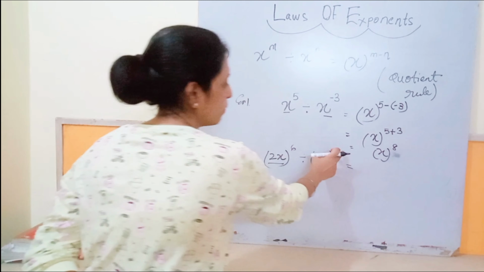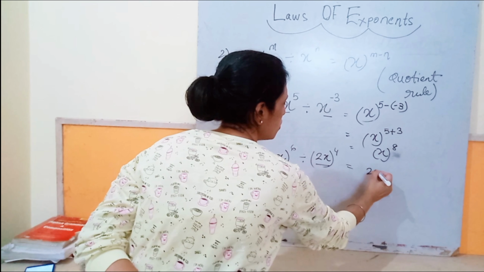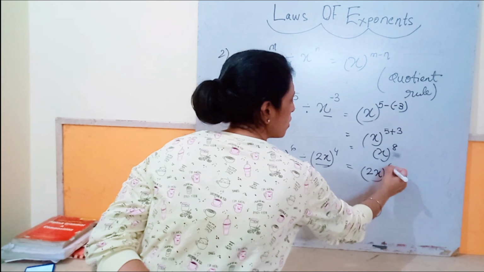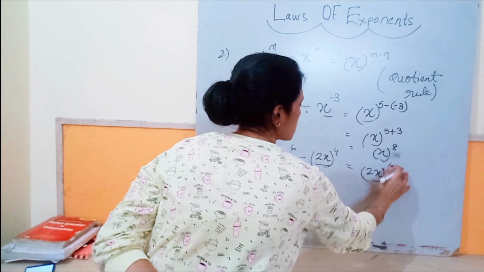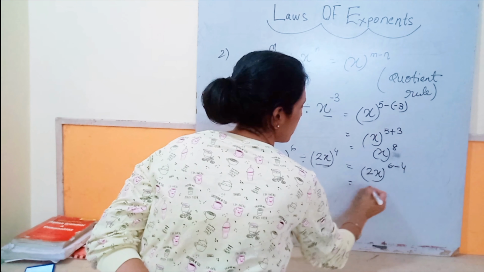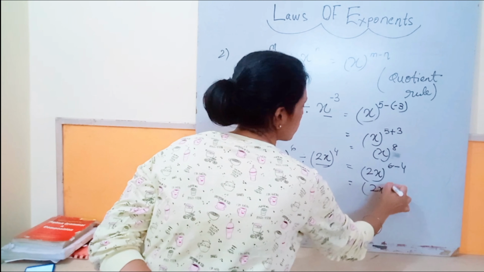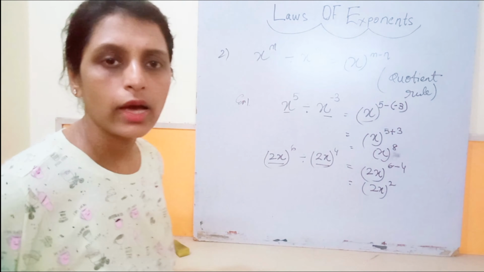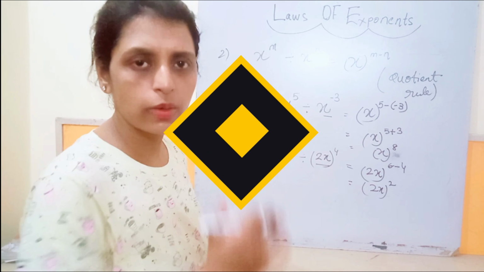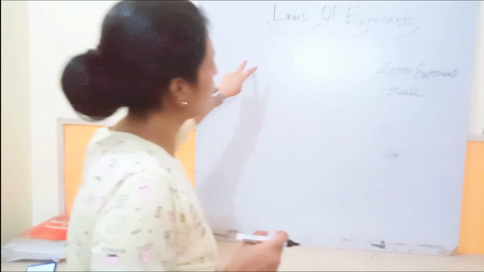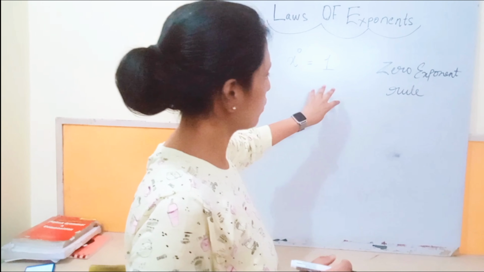So the powers will get subtracted, 6 minus 4, that is 2x. 6 minus 4 will be 2. I hope you are clear with this explanation. Now the next law of exponent is the zero exponent rule.